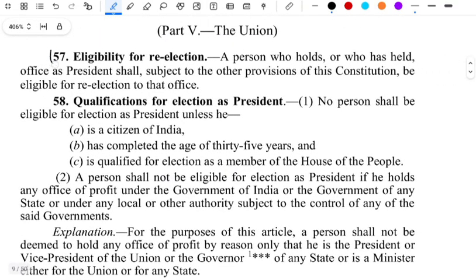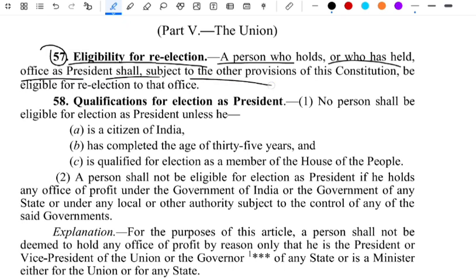Next is Article 57, which says eligibility for re-election of the President: a person who holds office or has held office as President shall, subject to other provisions of the Constitution, be eligible for re-election to that office. Next is Article 58, the qualification of the President of India.